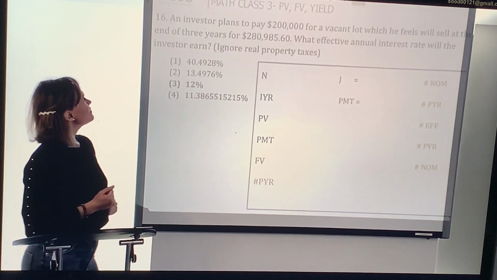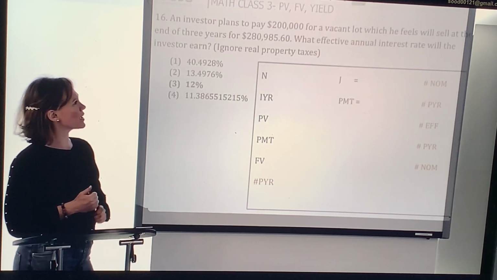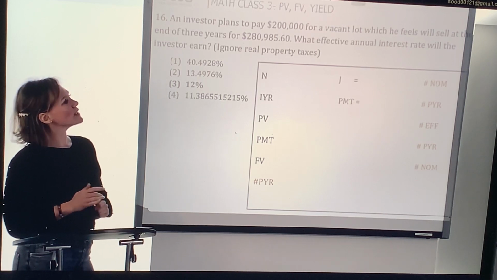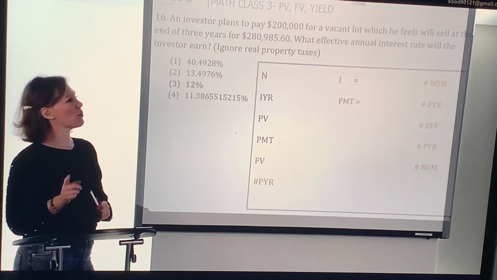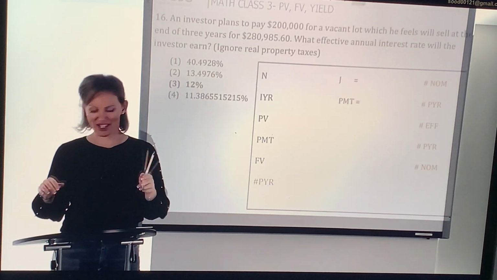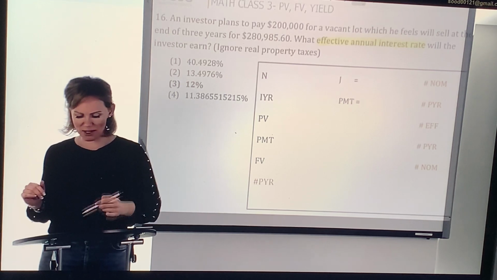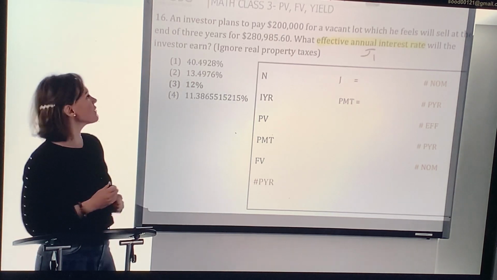Question 16. The investor plans to pay $200,000 for the vacant lot that he feels will sell at the end of 3 years for $280,985.60. What effective annual interest rate, you should know by now this one, will the investor earn? Ignore the real property taxes. Just ignore all this extra information. Okay, but the keyword is that it's asking for the effective annual interest rate. So what does that mean to you? That is your J1. You'll see a lot of that effective stuff in here.